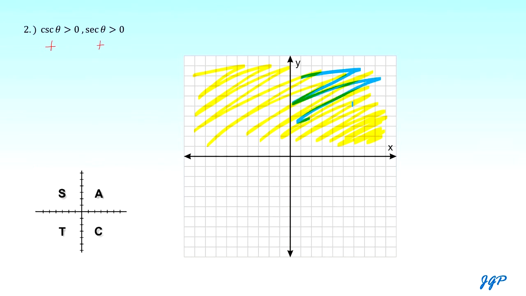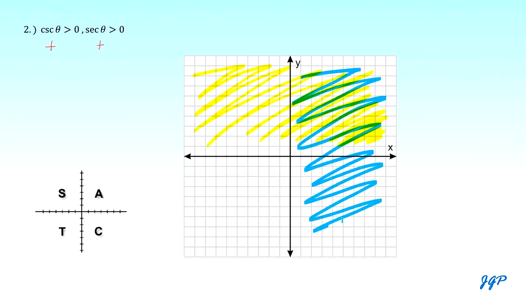So, ayan. And then, how are you going to determine in which quadrant that theta lies? Doon sa mag-i-intersect ang shades natin. And in this case, sa quadrant 1, nag-intersect ang ating shades. So, meaning, in quadrant 1, the cosecant theta is positive and secant theta is also positive. So, the answer here is quadrant 1.